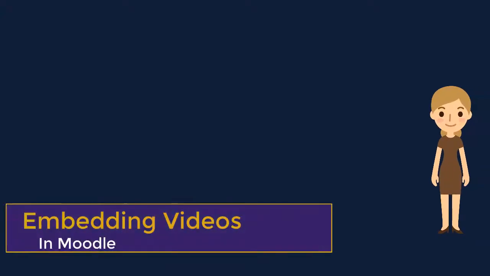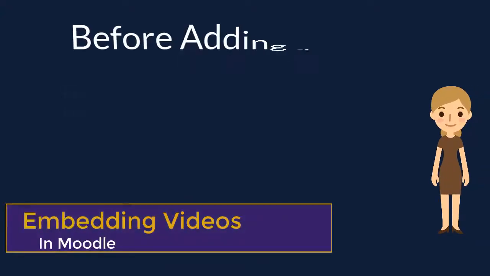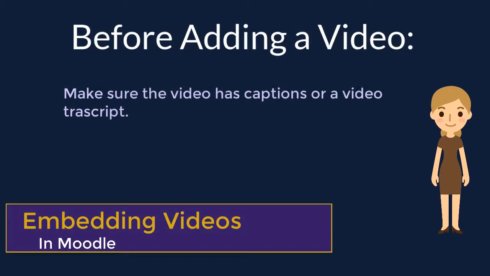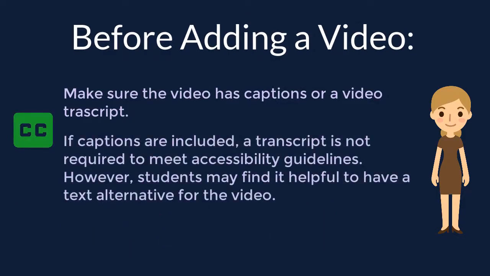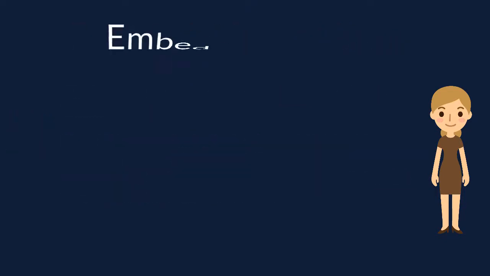Next, we'll go through the steps of embedding a video in Moodle. Before adding a video to your course, be sure the video includes captions. If video captions are included, a video transcript is not required to meet accessibility guidelines, but your students may find it helpful to have a text alternative to the video.